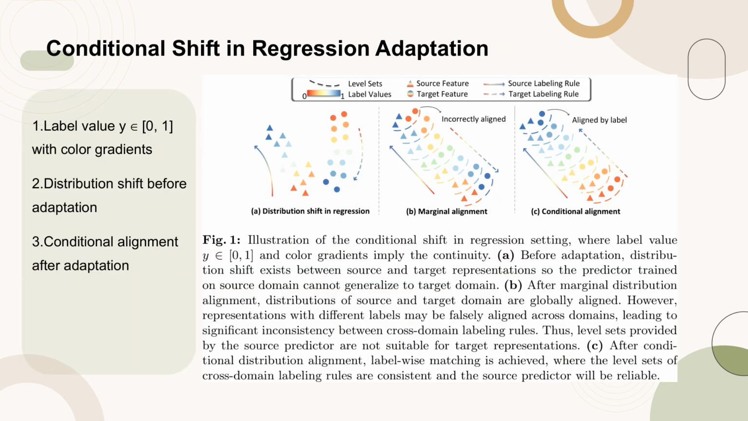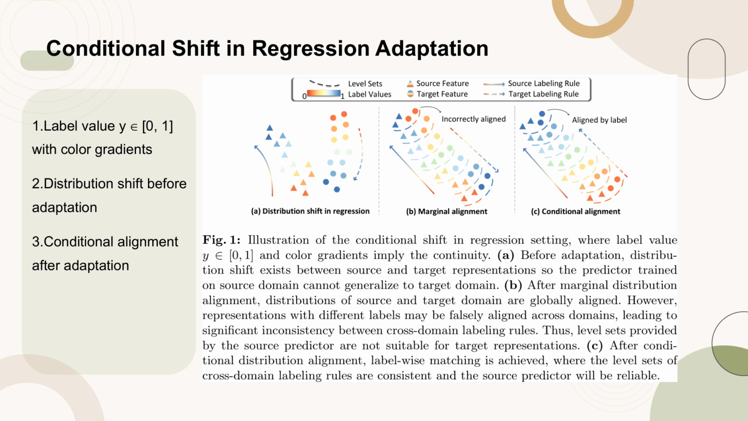Figure 1 illustrates the conditional shift in a regression setting, where the label value y ranges from 0 to 1, and the color gradients indicate continuity. In part A, before adaptation, there is a distribution shift between the source and target representations, causing the predictor trained on the source domain to fail in generalizing to the target domain.